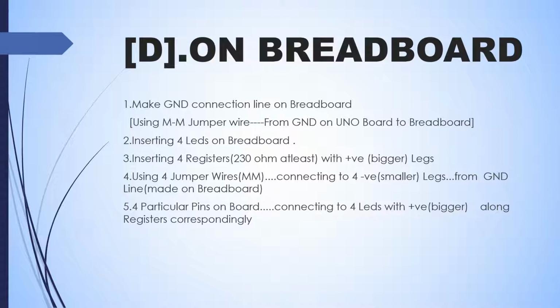Then you have to use 4 particular pins on the board, connecting to the positive of the 4 LEDs along with the resistors correspondingly, because you have written the program for 4 pins. In this demo, I have chosen pin number 2, pin number 3, pin number 4, and pin number 5. So you have to take 4 jumper wires from these pins 2, 3, 4, 5 to the breadboard. Remember this. I hope it is very understandable.